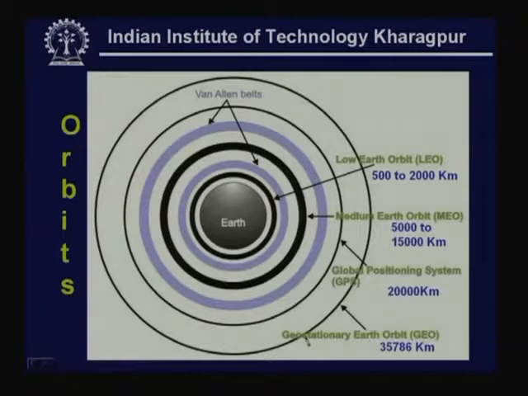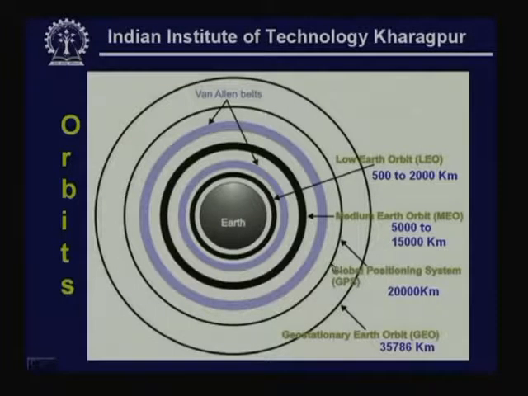And there is a third orbit, which is known as geostationary earth orbit, GEO. That is at the precise distance of 35,786 kilometer. So, these are the three popular orbits which are used for placing satellites.